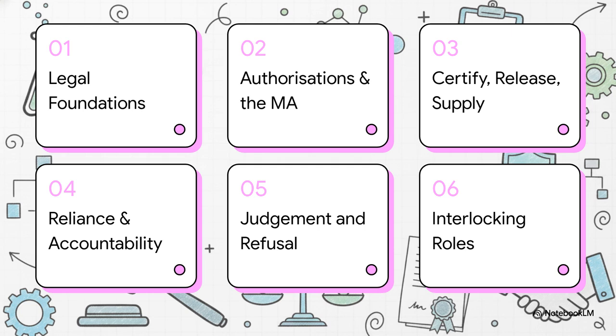We'll start with the legal foundations, then look at authorizations and the MA. Third is certify, release, and supply. Fourth, we'll cover reliance and accountability. Fifth is judgment and refusal. And finally, we'll wrap up with interlocking pharma roles. Let's get right into it.